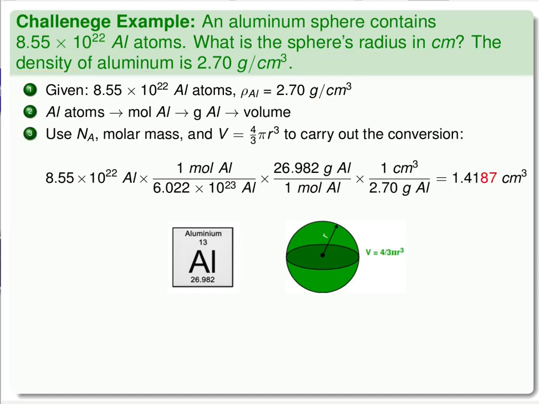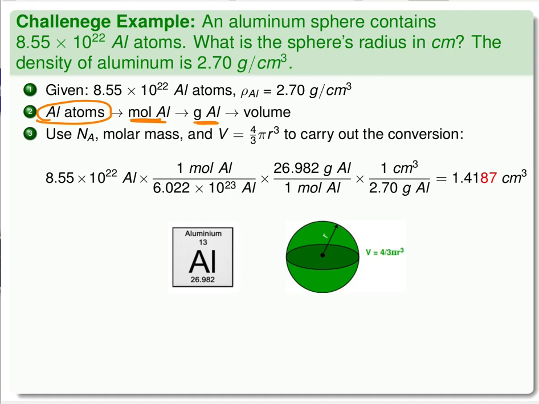Okay, so given those values, what we need to do in our second step is come up with a series of steps that will allow us to go from that given quantity, aluminum atoms, all the way over to volume. Now we know from using Avogadro's number and our practice using it that we can convert from the number of aluminum atoms into moles of aluminum. And we can use the molar mass of aluminum to convert from moles of aluminum into grams of aluminum.